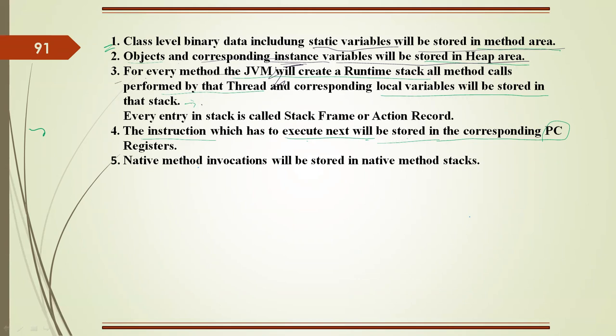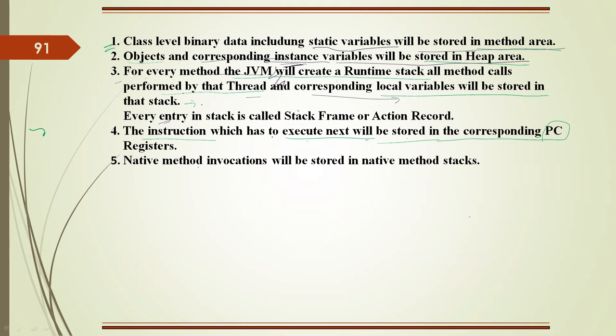For every thread, the JVM will create a runtime stack. All method calls performed by that thread and the corresponding local variables are stored in the stack area, because every method call happens inside the stack area. That's why local variables are also stored inside the stack area.